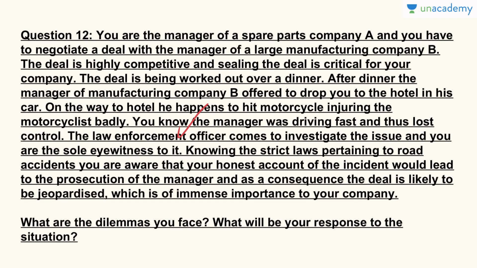Knowing the strict laws pertaining to road accidents, you are aware that your honest account of the incident would lead to the prosecution of the manager, and as a consequence, the deal is likely to be jeopardized, which is of immense importance to your company. What are the dilemmas you face? What will be your response to the situation? Obviously, you have to report it, goes without saying, okay?